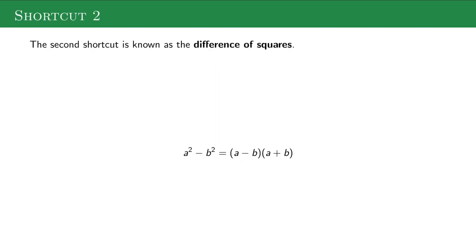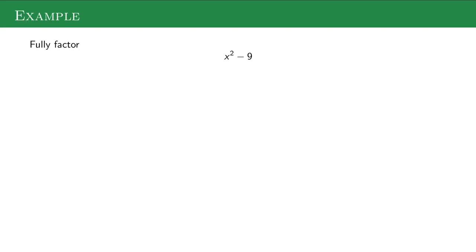All right, shortcut number 2 is a difference of squares. So if you have two perfect squares being subtracted, you factor them as kind of the square roots, and then you just put a minus sign in one and a plus sign in the other. That's your x squared minus 9.